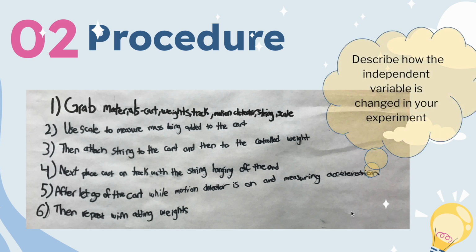This student lost points because they had no control variable. I'm not sure what they're keeping constant in the experiment. In this case, I would have said the total mass of the system is probably the control variable, but they didn't mention it at all. So they lost a point here.